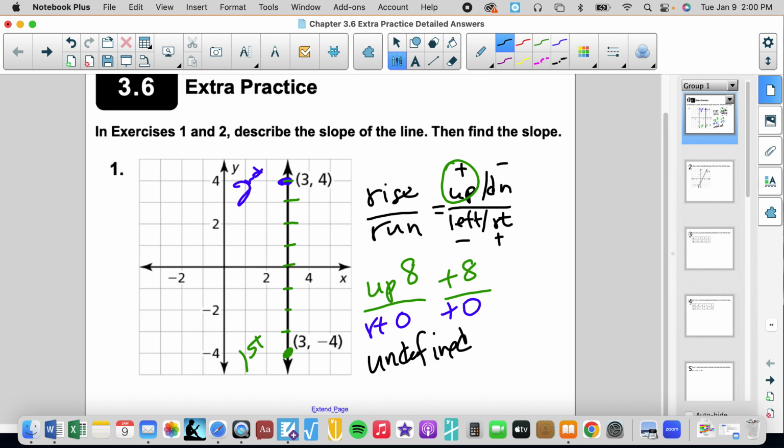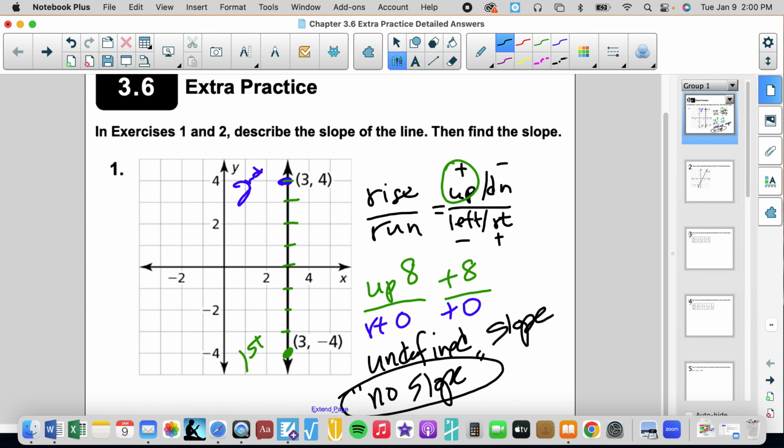What is undefined? Undefined means no slope. That's the more important one. I've seen undefined slope as the answer, but a lot of people are going to understand that there's no slope there.